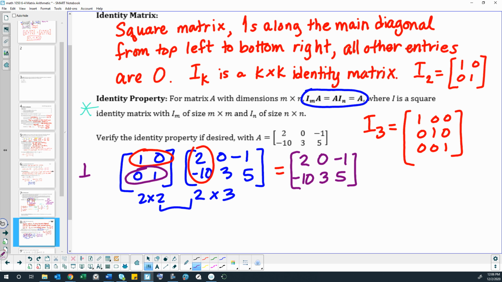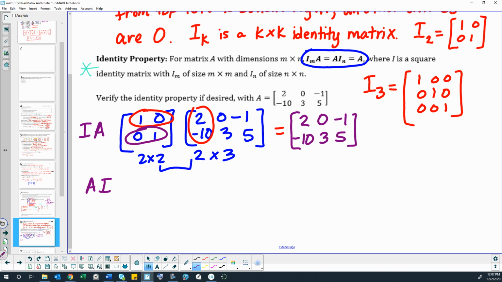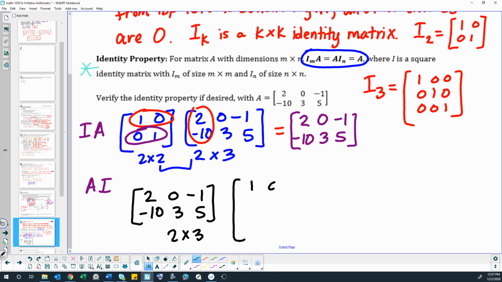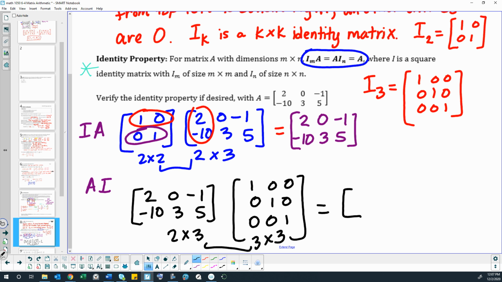How would we do it the other way around? So I just did I times A, but what if we wanted to do A times I? Can we multiply by a 2 by 2? Yeah, so it would work the same. I'm not going to take the time to go through it other than to just write it down. But if you were to take this 2 by 3 and multiply that by a 3 by 3, it's a 3 by 3 so that those two numbers match, right? You should get the same exact answer back.